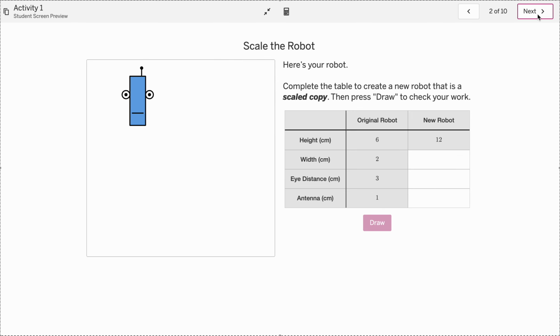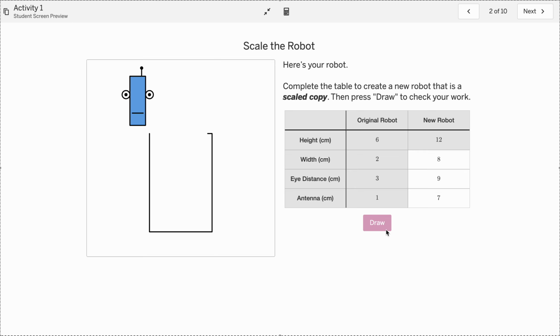This says scale the robot. Here is your robot. Complete the table to create a new robot that is a scaled copy. Then press draw to check your work. I had students in class today go through this and make a scaled copy until it tells them they were correct. So for example, if this is 6 and this is 12, that's 2. I'm going to put 8 right here, then 9, and then 7.